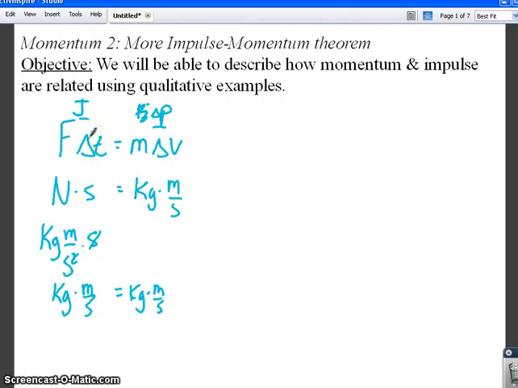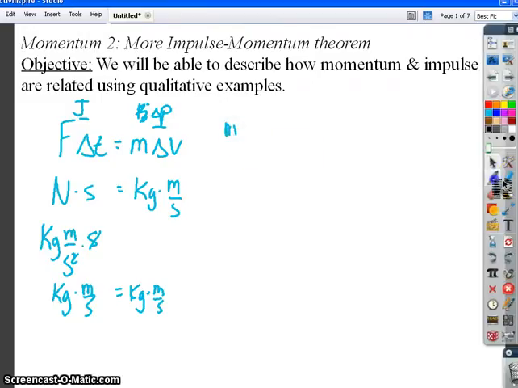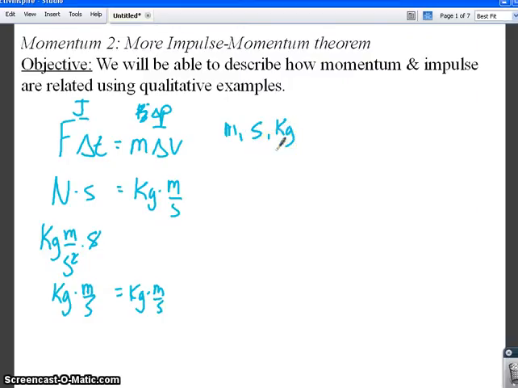And I have to warn you at this point, we have displacement, velocity, acceleration, force, work, power, and now momentum. And all of those things use meters, seconds, and kilograms. All of those use these basic units. So you have to be really careful, and you have to really know what you're talking about.